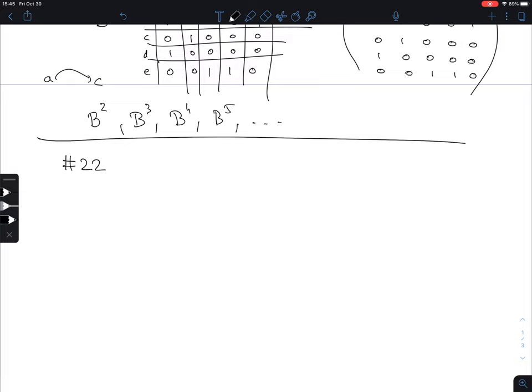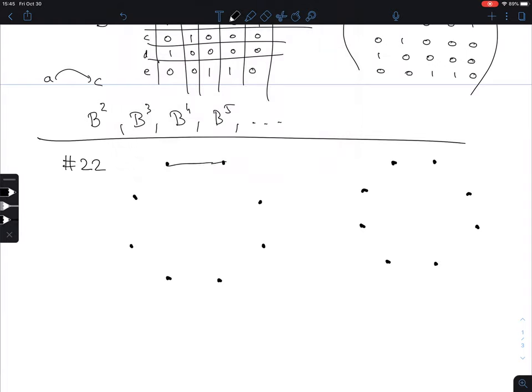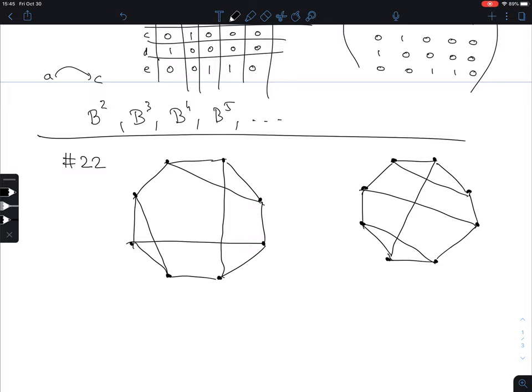So 1, 2, 3, 4, 5, 6, 7, 8. 1, 2, 3, 4, 5, 6, 7, 8. And then we have all these. It's an octagon. And we have the few crossings here. There's a crossing this way, and then there's a crossing here. And then there's a last crossing that way. And here the crossings are much more symmetric. Now, that doesn't mean that they are not isomorphic, just because there's more symmetry in the second picture.